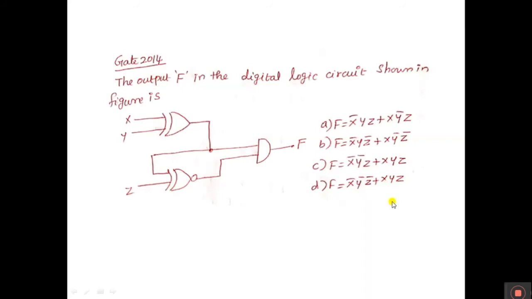Next question. This question asked in GATE 2014. The output F in the digital logic circuit shown in figure. Circuit given. The options are: option A, F equal to x bar y z plus x y bar z. Option B, F equal to x bar y z bar plus x y bar z bar. Option C, F equal to x bar y bar z plus x y z. Option D, F equal to x bar y bar z bar plus x y z. Let us see the solution.